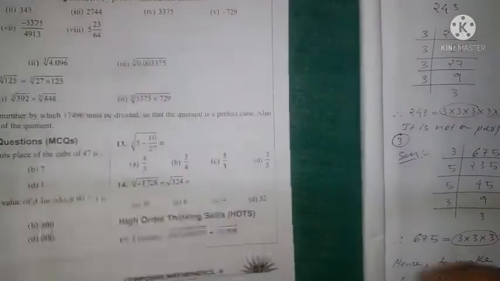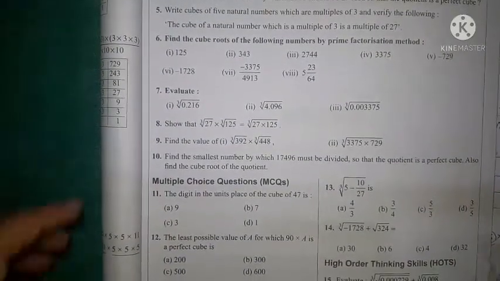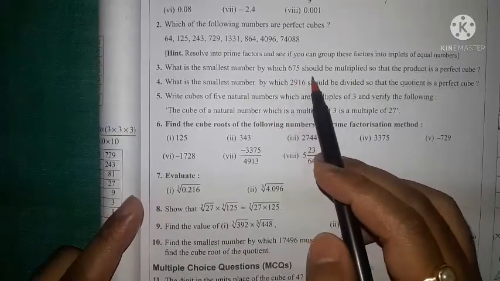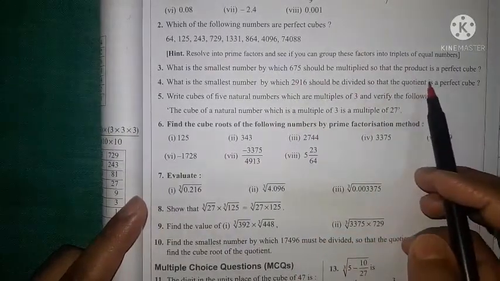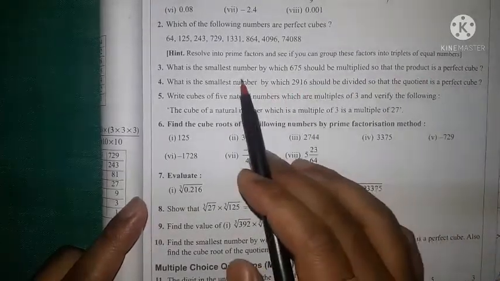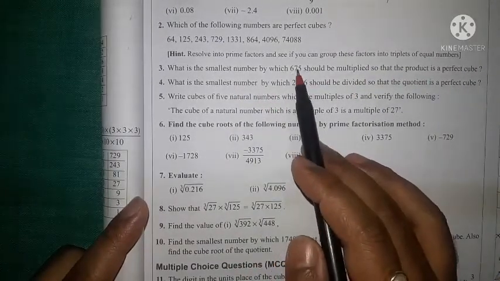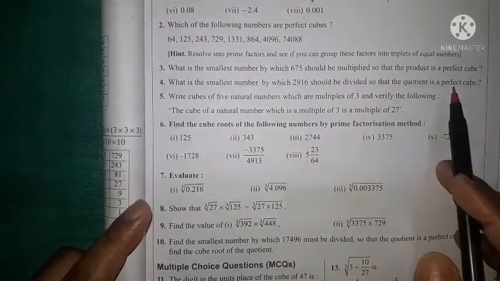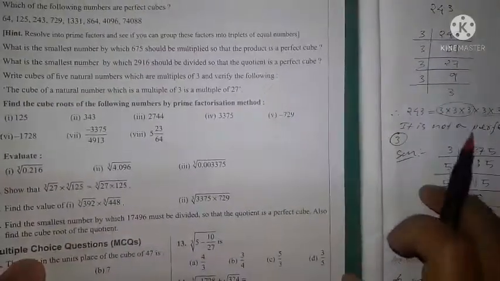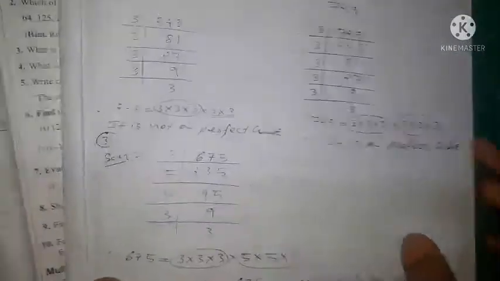Then question number 3. It is given: what is the smallest number by which 675 should be multiplied so that the product is a perfect cube? So we need to find the smallest number by which 675 must be multiplied so as to make it a perfect cube. That means 675 is not a perfect cube. So let's see the answer.